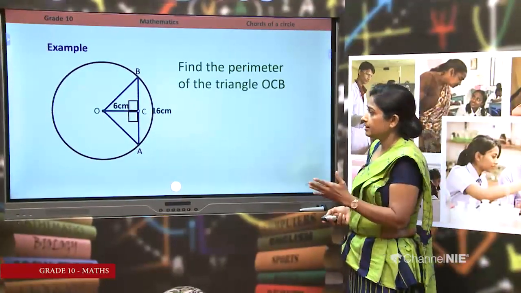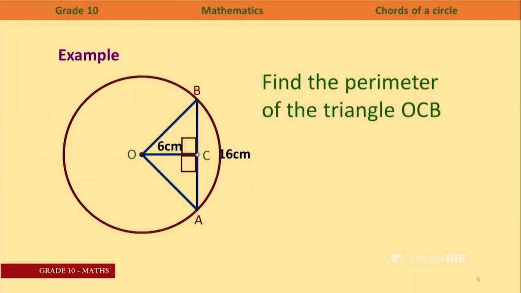This is the example. You can see it clearly. You have to find the perimeter of the triangle OCB. First of all, you have to identify what the given things are. In this circle, the center is O and you can see a chord. What is the chord? AB. AB is the chord of this circle.